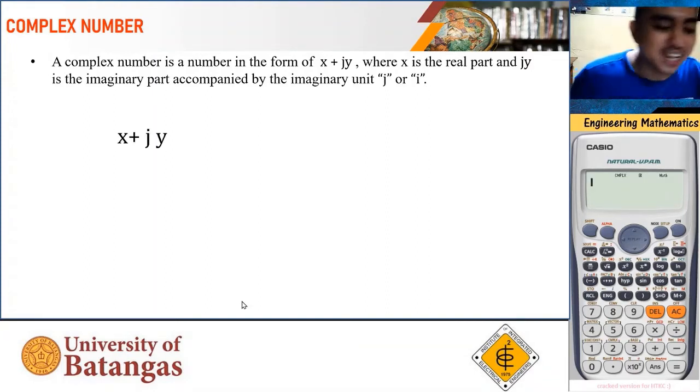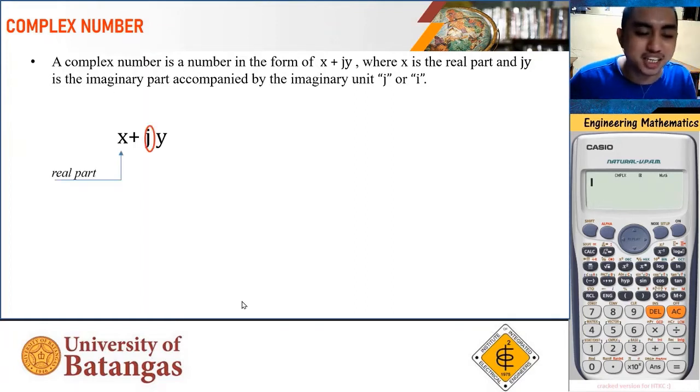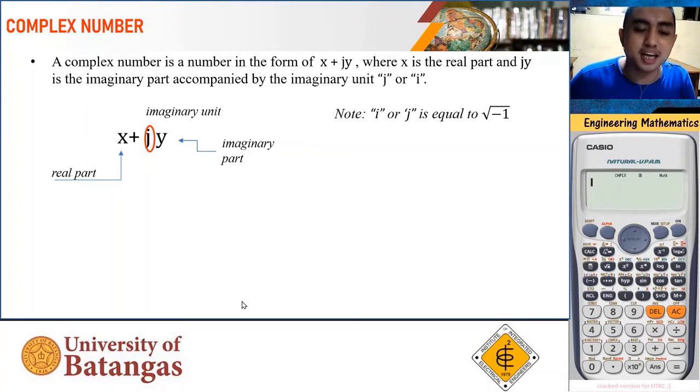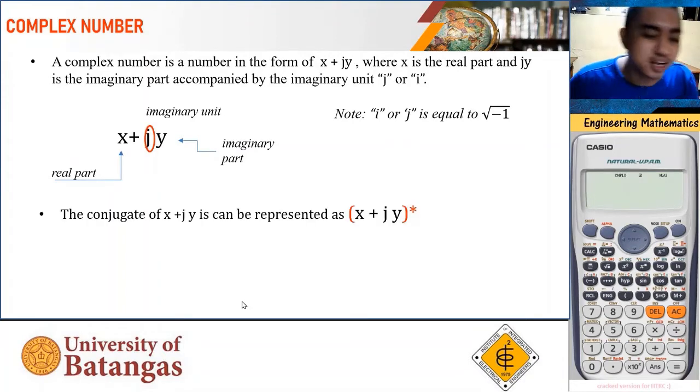So yung x natin dito, siya yung ating real part. Then yung ating j dito, siya yung ating imaginary unit. Then yung ating y will be our imaginary part. Okay, so dito, lagi niyong tatandaan na yung j natin at saka yung i natin is equal to square root of negative 1.